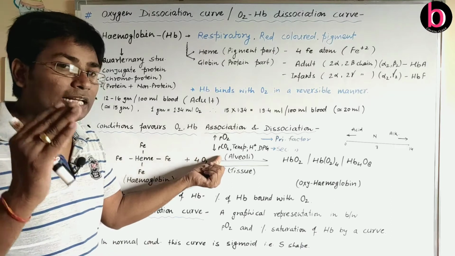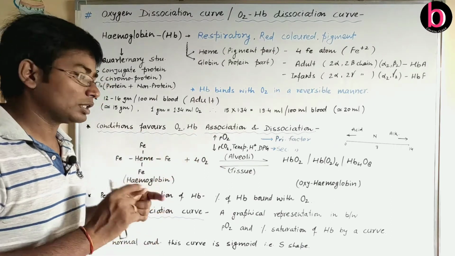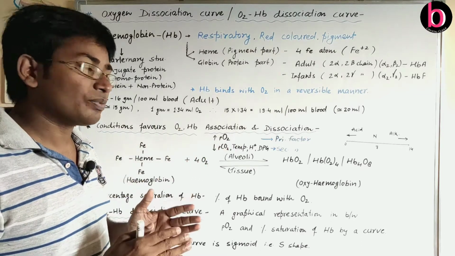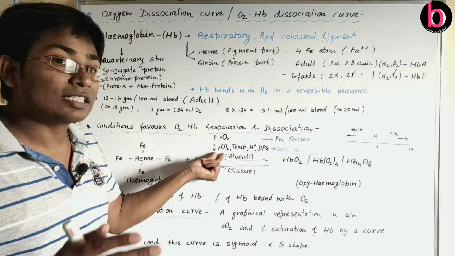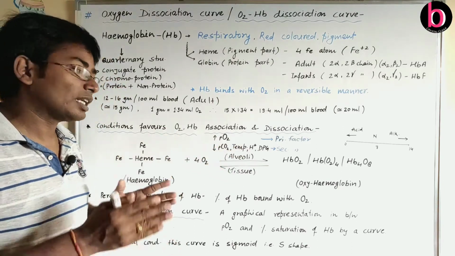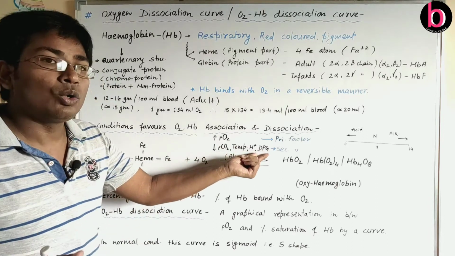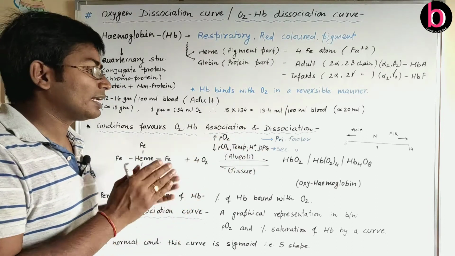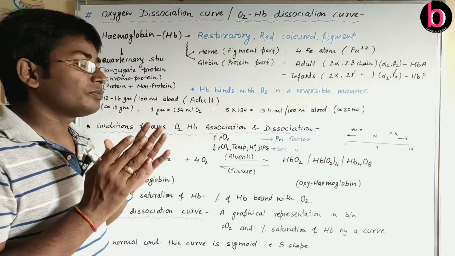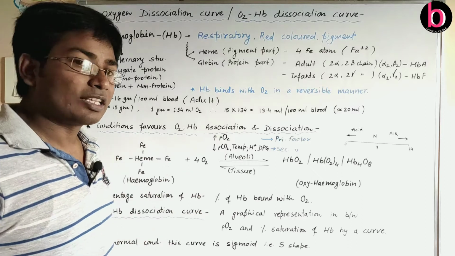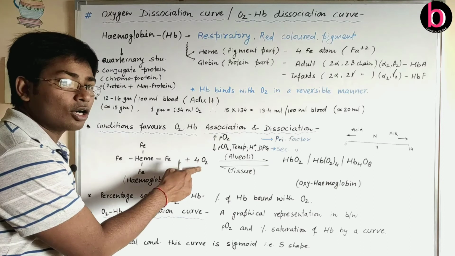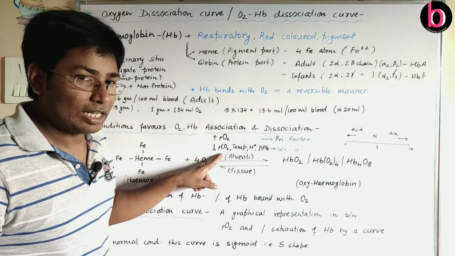So here there is maximum partial pressure of oxygen, while at the same time there are other factors like low partial pressure of carbon dioxide, low temperature, low hydrogen ion concentration, and low diphosphoglyceric acid. These are other factors which are responsible for association as well as dissociation. So association between hemoglobin and oxygen occurs at alveoli level.